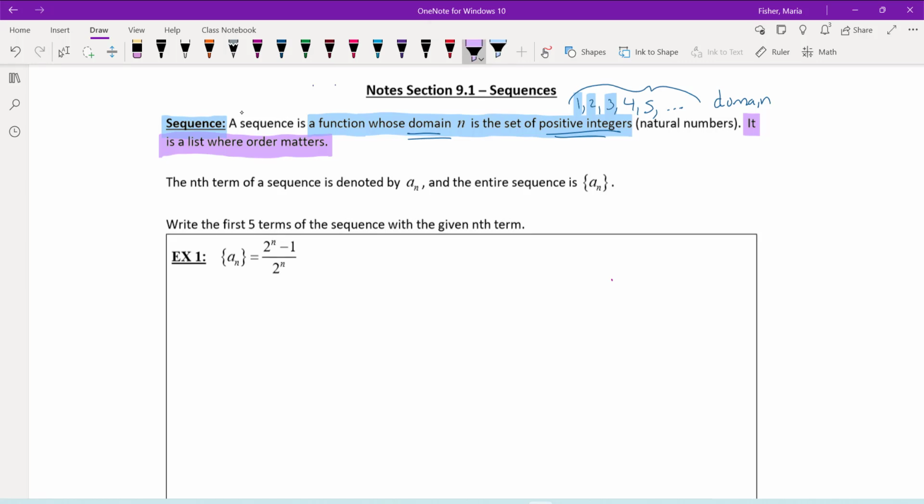The nth term of a sequence is denoted by a sub n. And then the entire sequence, if you're trying to look at what the formula for the sequence is, it's given as a sub n in these braces. This gives you the formula for your sequence.